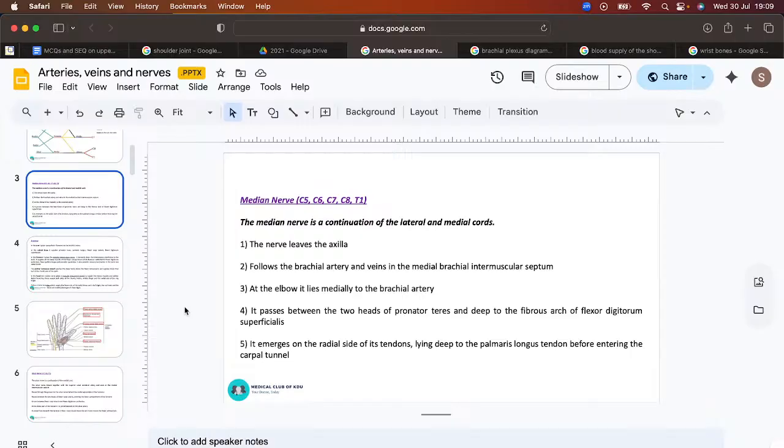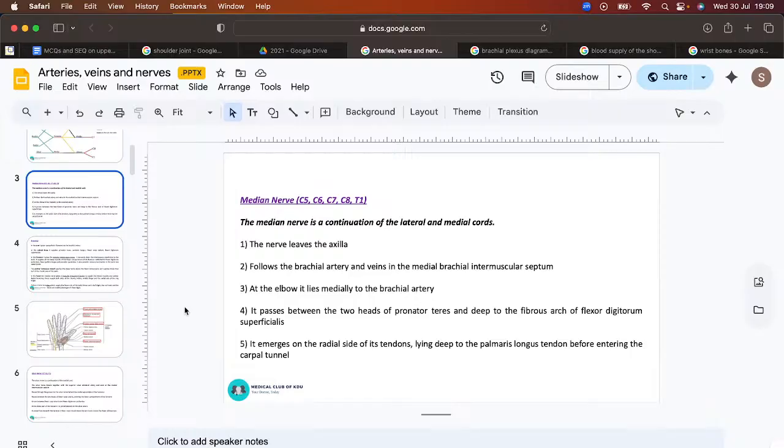So median nerve, so lateral and medial cord. It leaves the axilla, follows the brachial artery and brachial vein. Forget about the medial brachial intermuscular septum. At the elbow, within the cubital fossa, it's found medial to the brachial artery. And then in the forearm, the median nerve passes between the two heads of the pronator teres, that absolutely you need to remember.